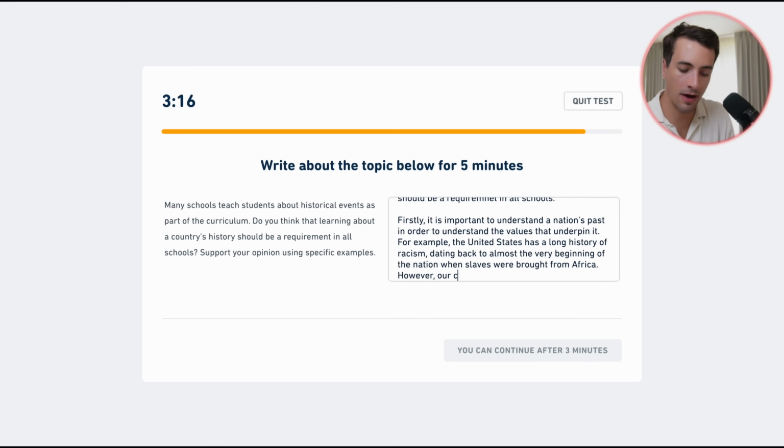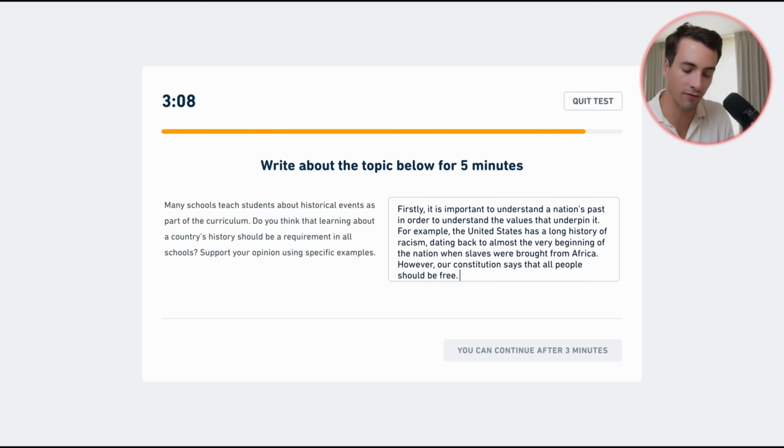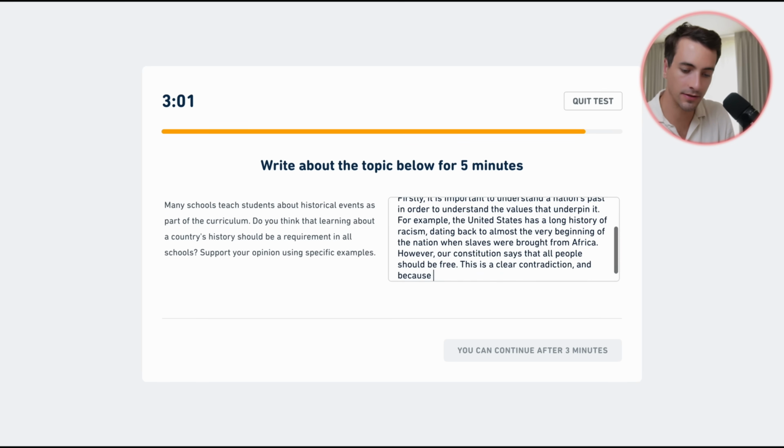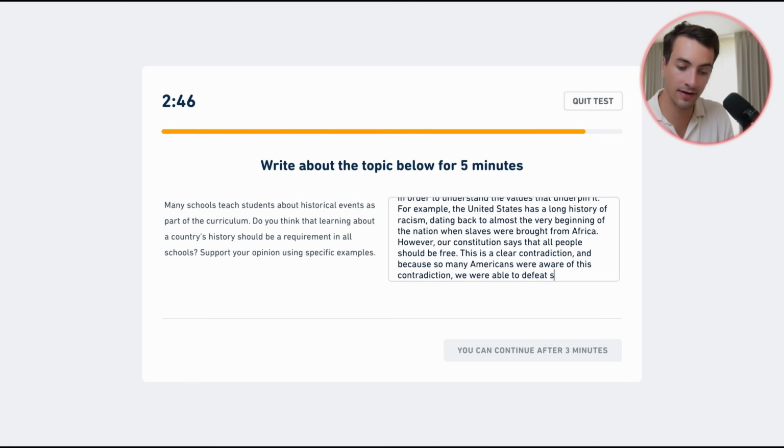However, our Constitution says that all people should be free. This is a clear contradiction. And because so many Americans were aware of this contradiction, we were able to defeat slavery, and we can continue to combat racism today.